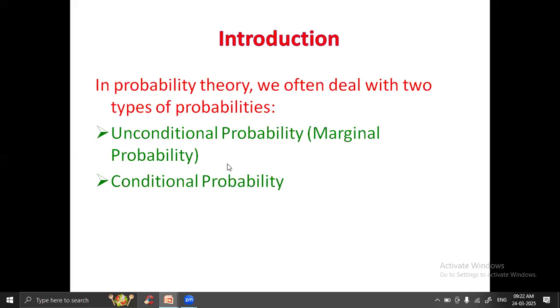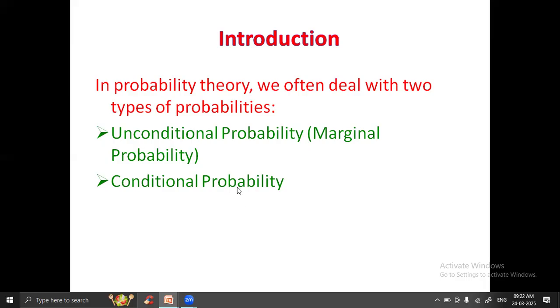For example, the probability of rolling a 3 on a die is 1 by 6. If you are rolling one die, how many options will be there? 1, 2, 3, 4, 5, 6. So totally 6, and there is only one 3, so the probability of rolling a 3 is 1 by 6. It depends only on the total number of outcomes, not any prior knowledge.